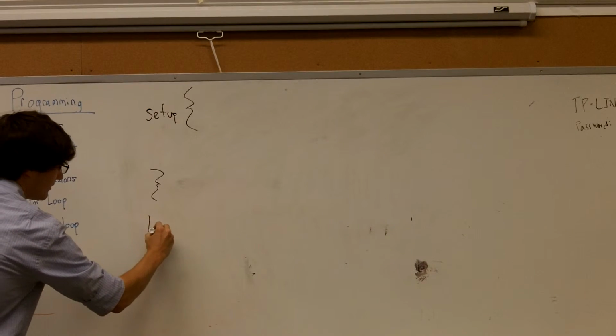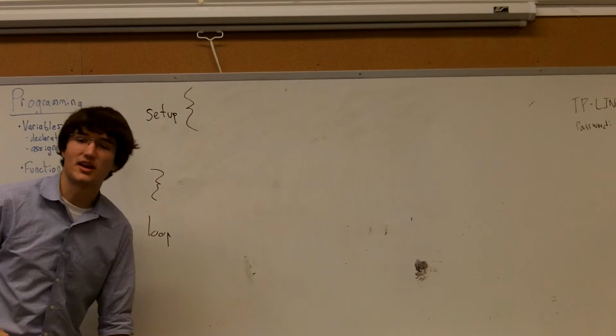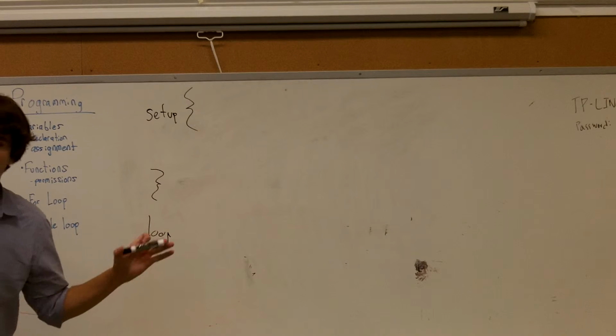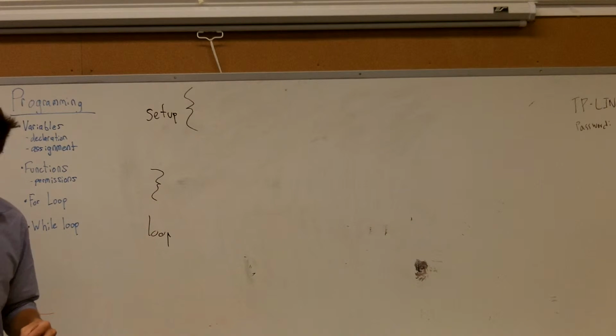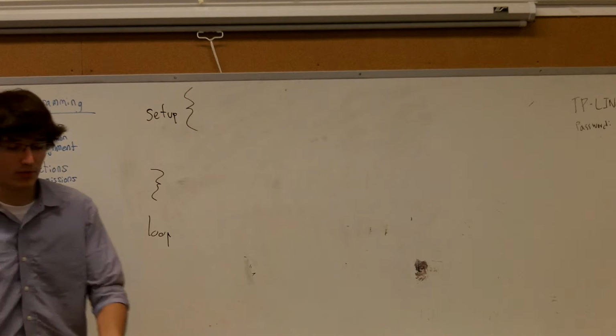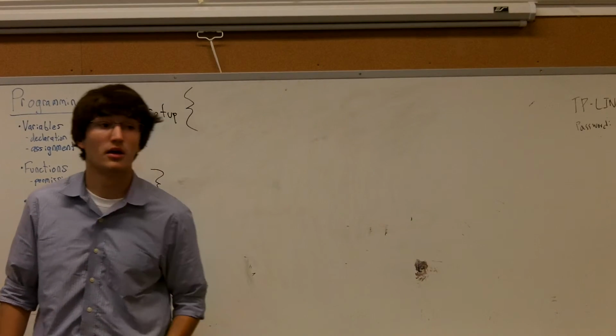Then the loop is the code that's going to get run an infinite amount of times, forever and ever and ever. So let's say you want an omnidirectional robot. Who wants to take a guess what's going to go in the setup? Who wants to take a guess what's going to go in the loop?